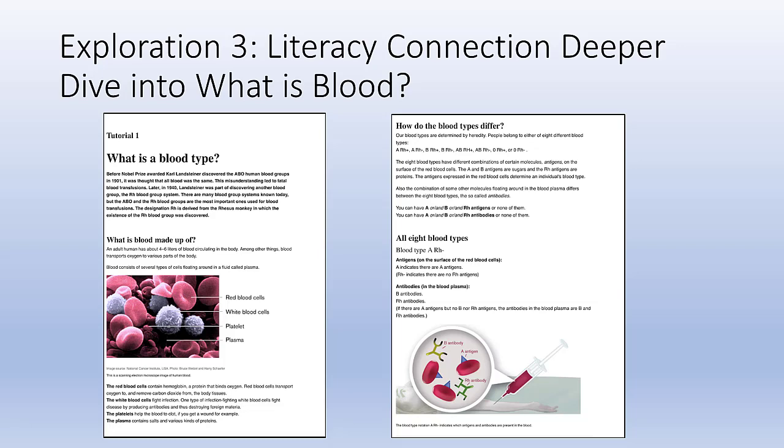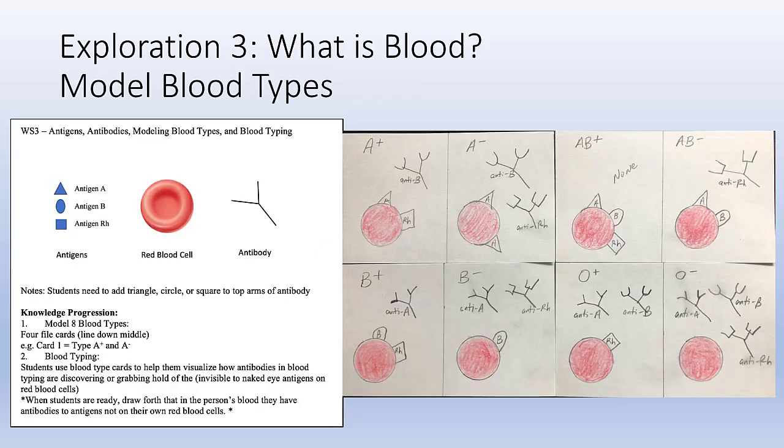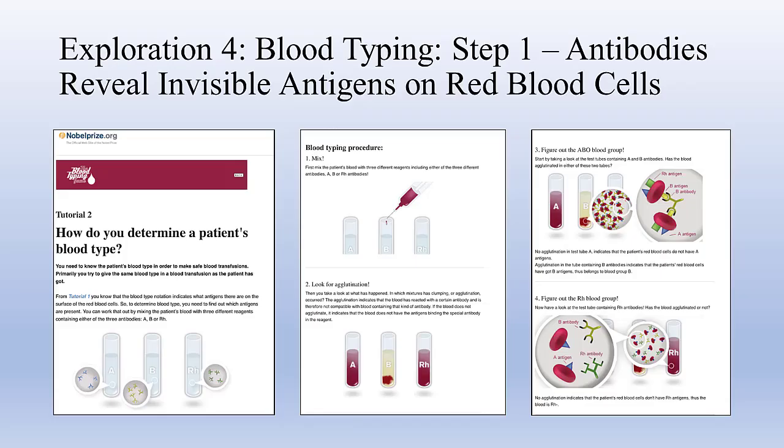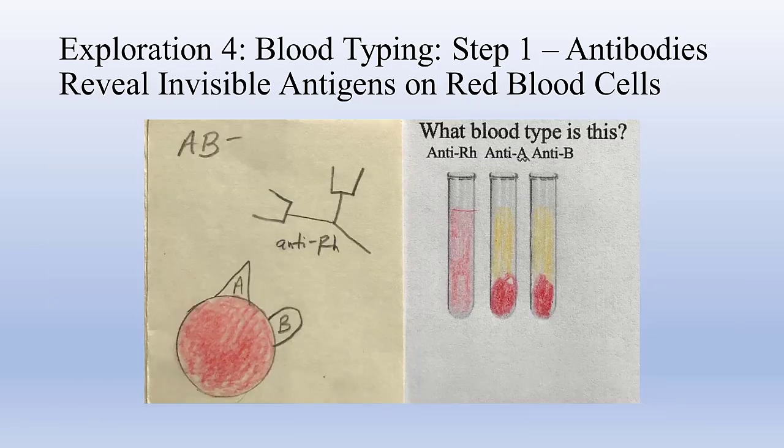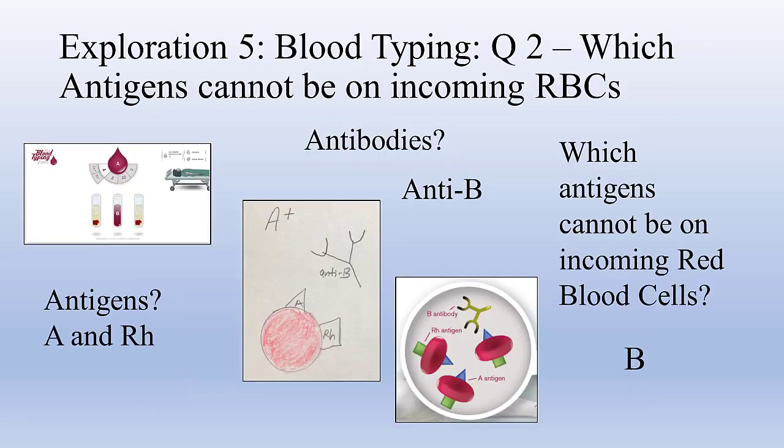One literacy component is deciphering then modeling blood types. Cards will be used interactively in upcoming explorations. A second literacy component focuses student attention upon the use of blood typing antibodies to reveal the invisible red blood cell antigens. Preparing for the virtual lab.